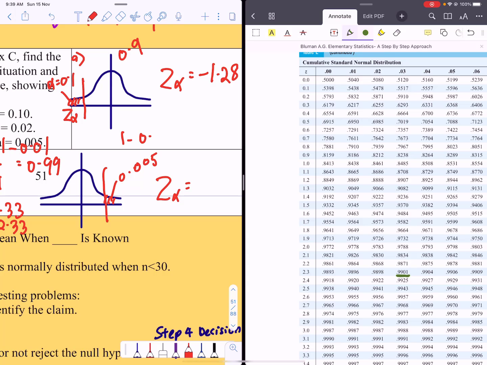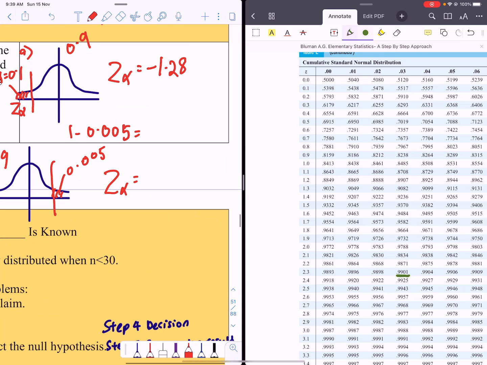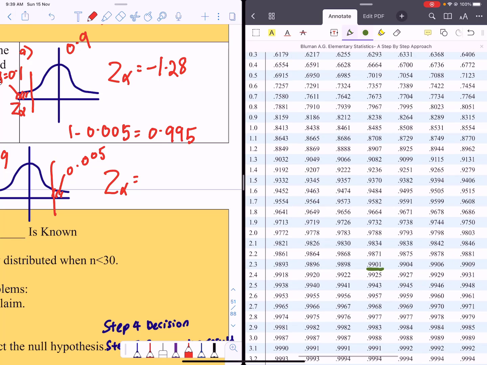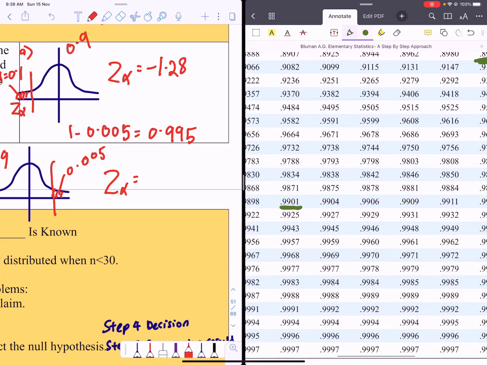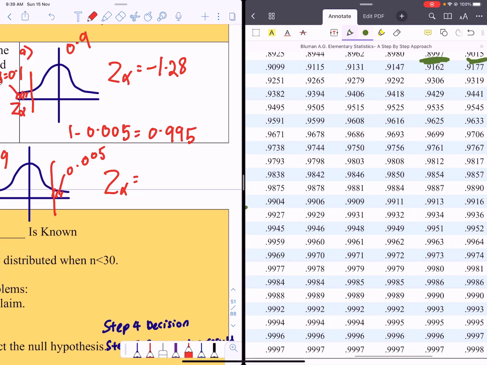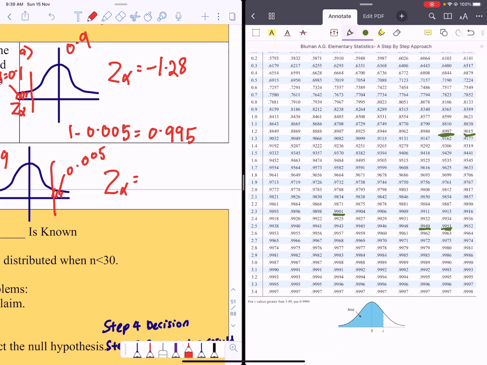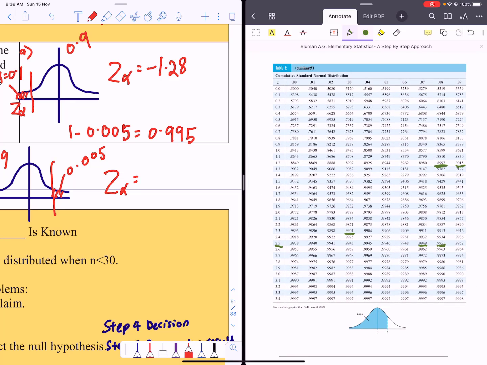The 1 minus 0.005 equals to 0.995. 0.995. Where is 0.995? 995 here. You can take this or this, doesn't matter lah ya. Dia lari, dia tak jauh sangat lah. 2.56 or 2.57, 2.56 or 2.57. Satu je dia punya beza dia tu. Don't worry too much lah.